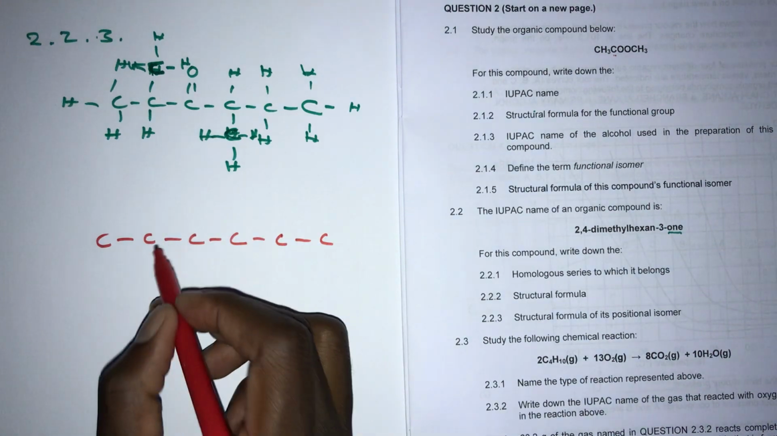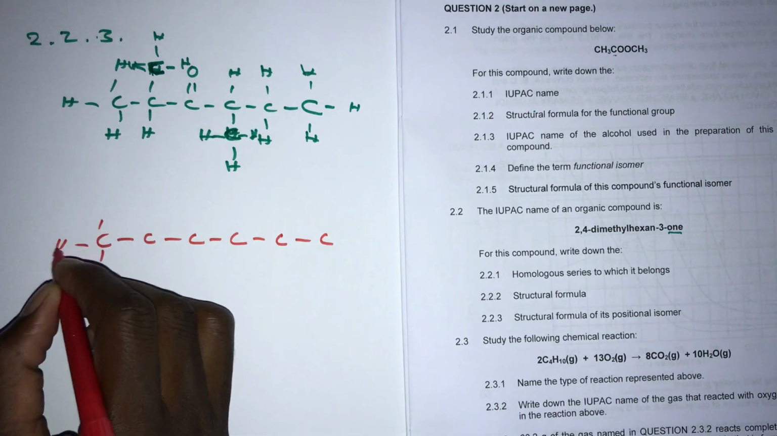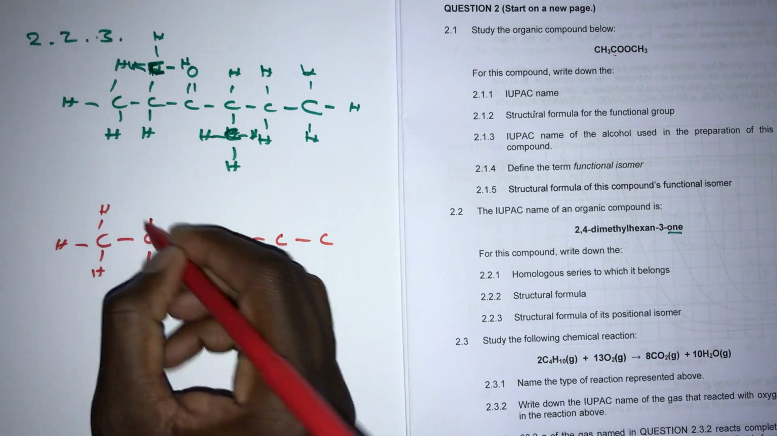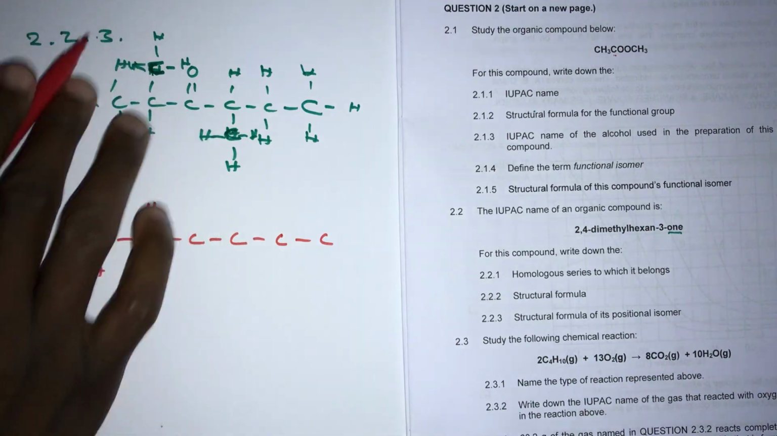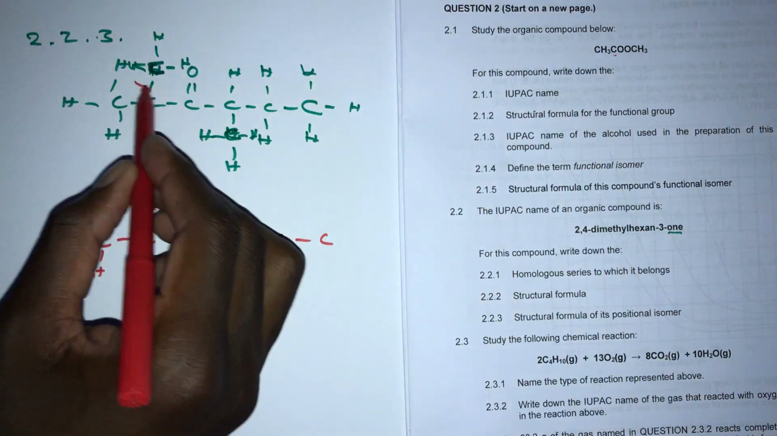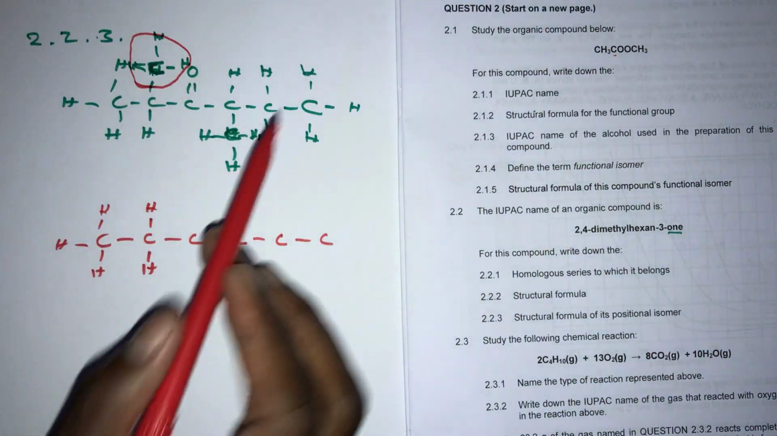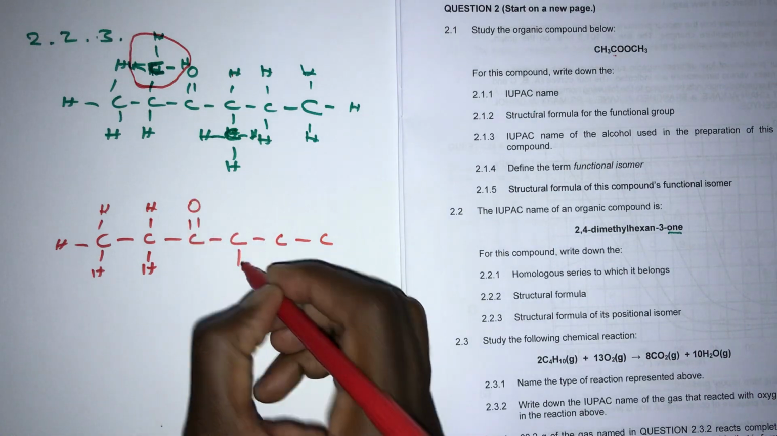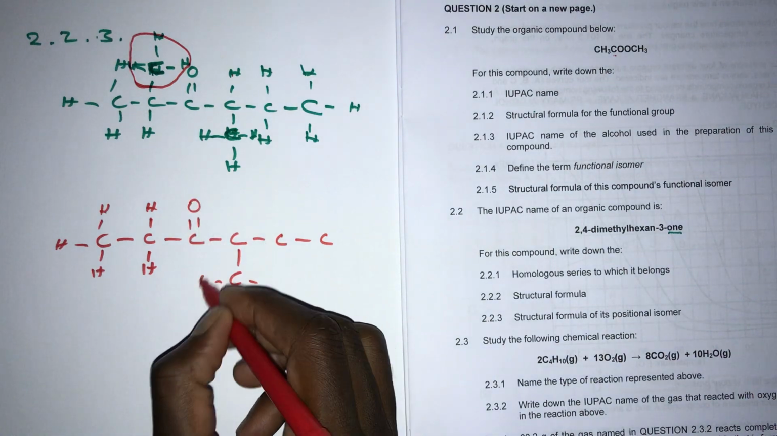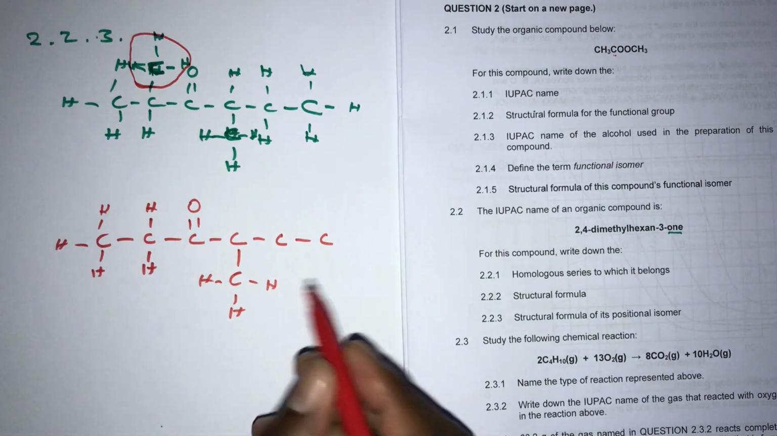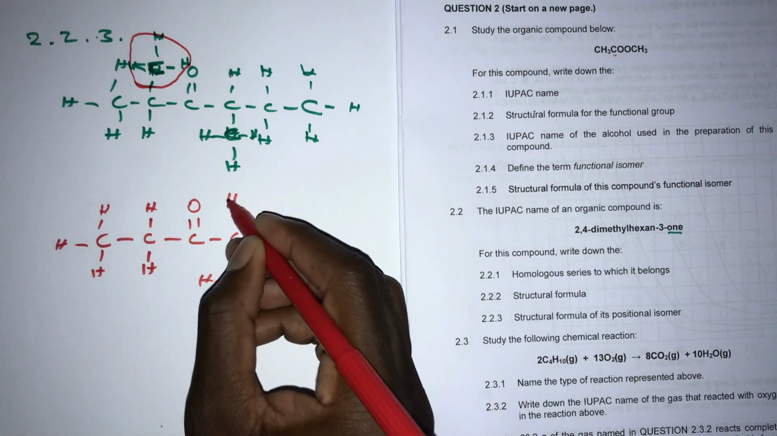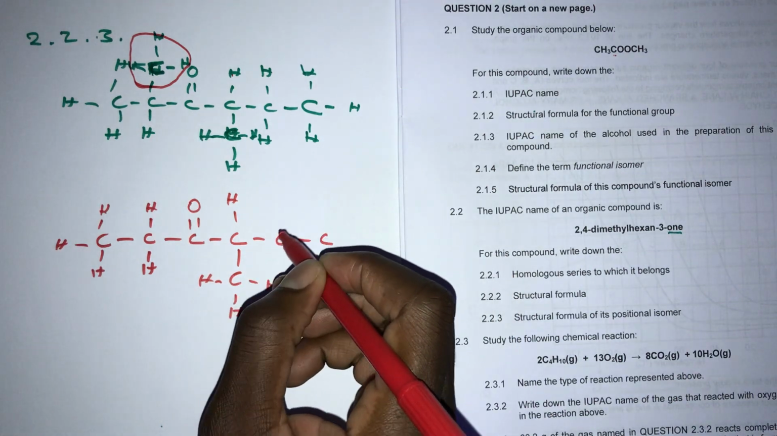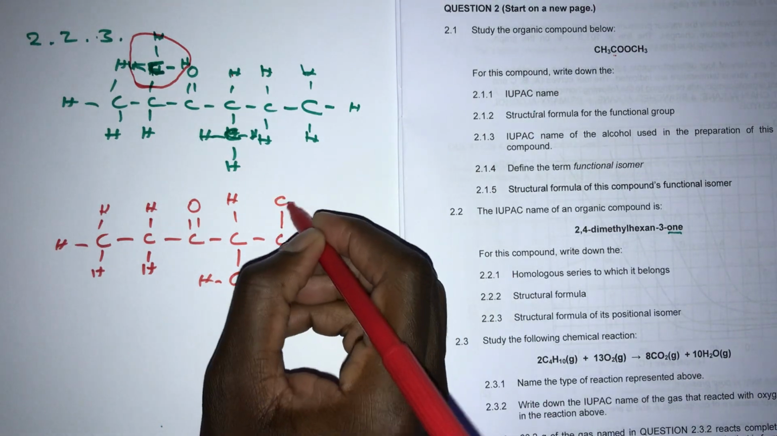1, 2, 3, 4, 5, 6. So here now we shift the branch. We're shifting this branch, we want to put it here. So carbon atom number 3 still has a ketone. Then carbon atom number 4, we're going to have a branch. And then let's also put one here.